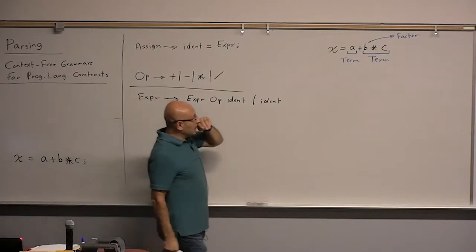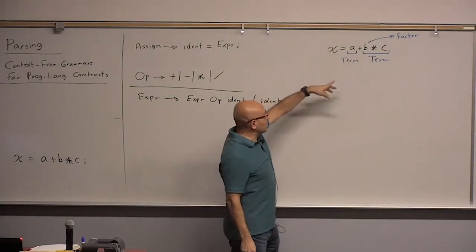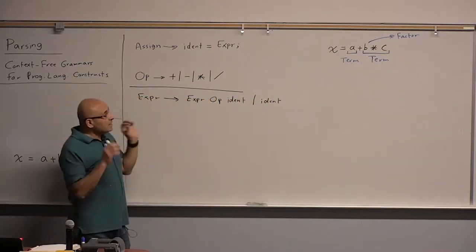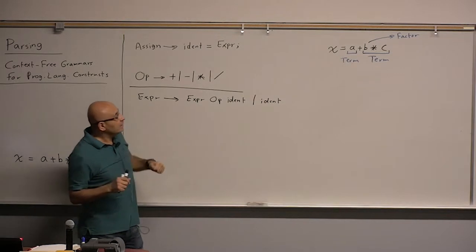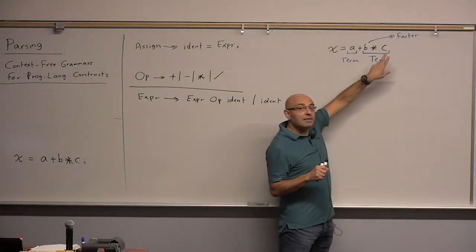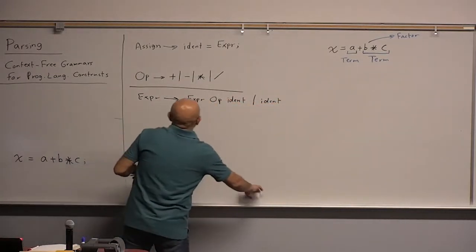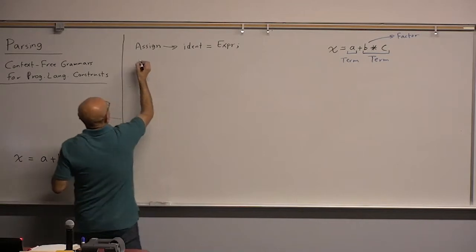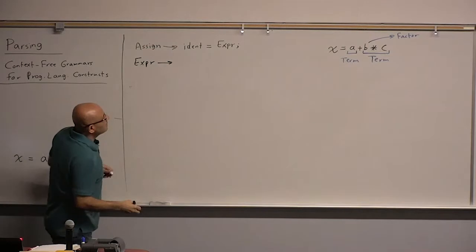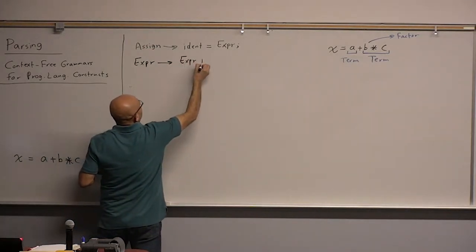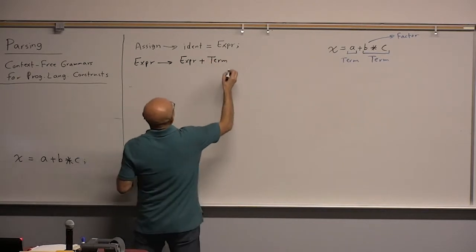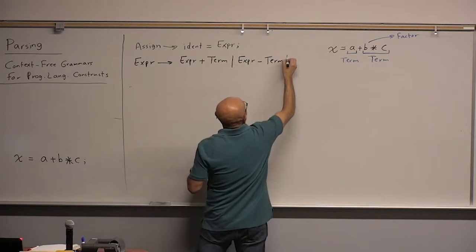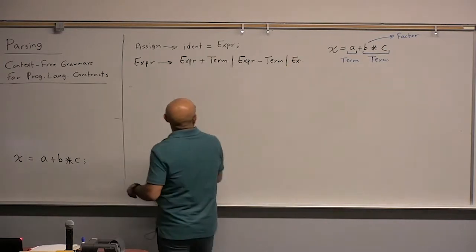The point is that the plus or the minus relates two terms, and within each term, you can have a number of factors. Now, this is the key idea: the term is a higher level construct that can have within it factors. So this will allow us to write the grammar for expression as follows. Expression is expression plus term, or expression minus term, or expression. Or, sorry, can I say expression here?